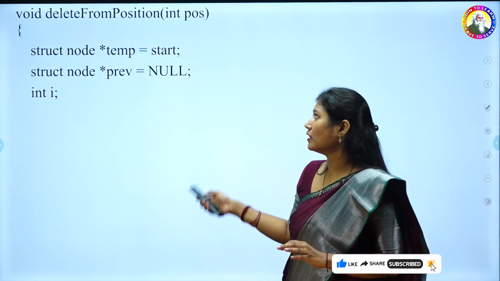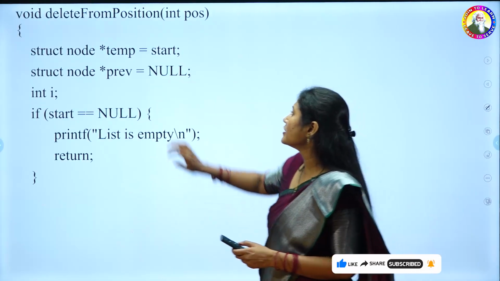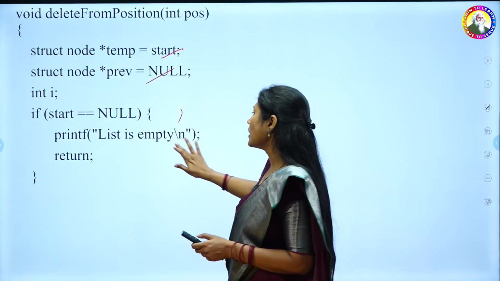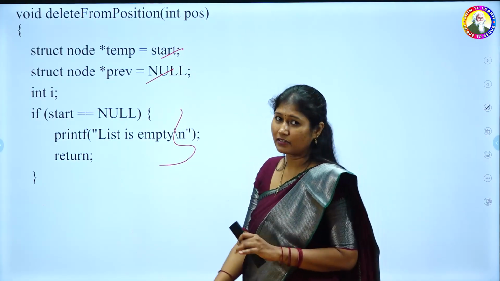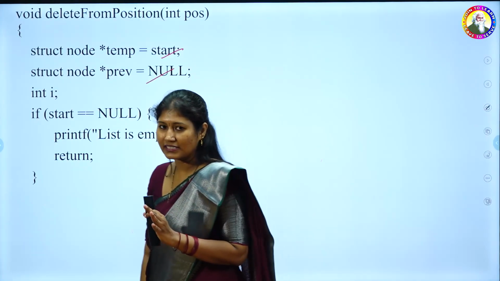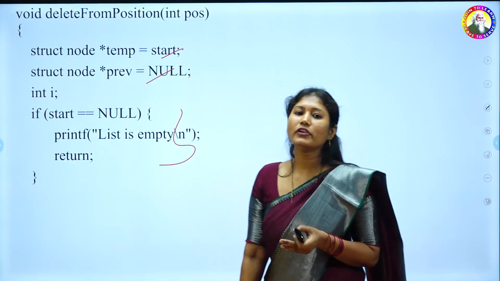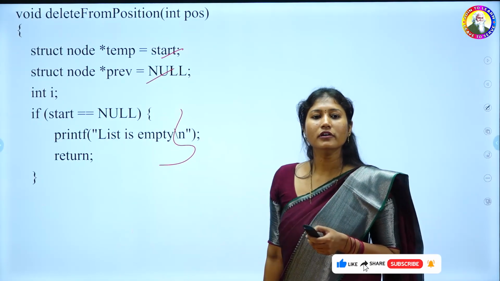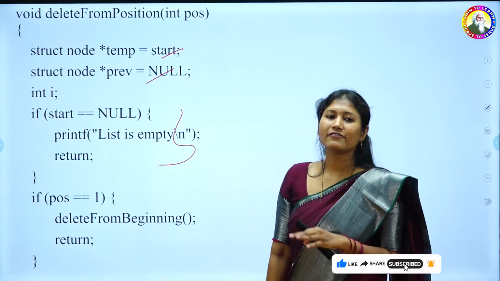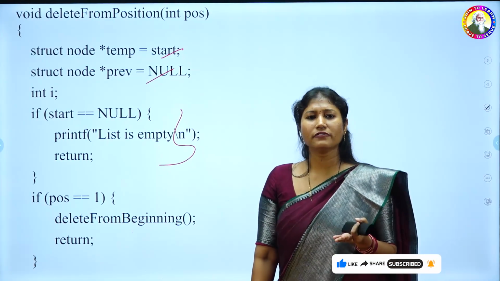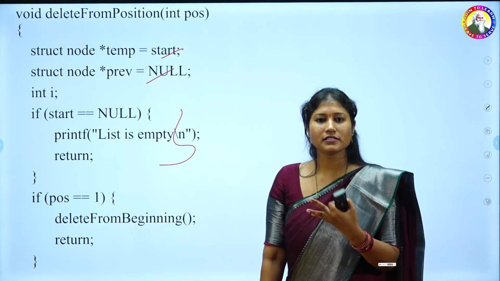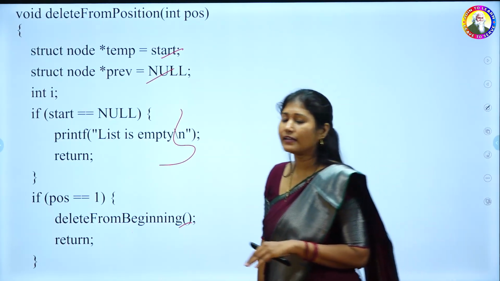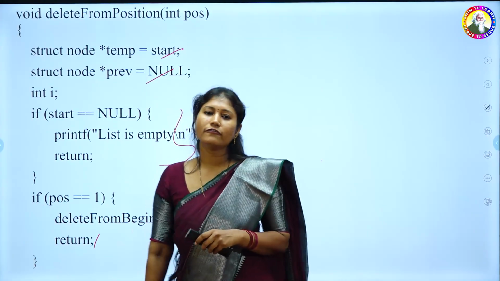Now just we will see the program. Initial temp value will be the start and the previous value will be null. If the start equal to null, which means that here there is no linked list at all, there is nothing to delete. So we are going to say that the list is empty. Return statement will help you to come out of the function. The next one is if the position equal to 1, if you want to delete the first element, already we have discussed that, we can directly call the delete from the begin function and return statement will help you to come out of the function.